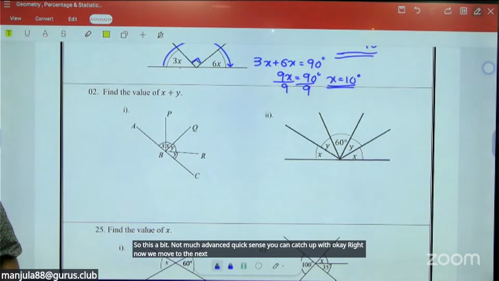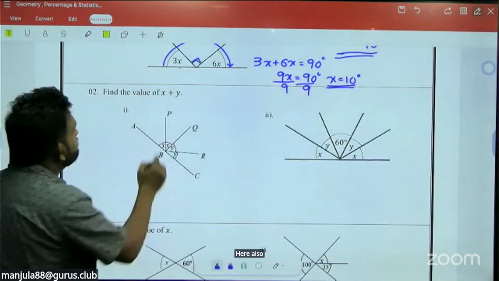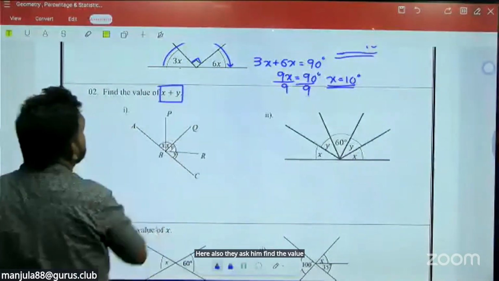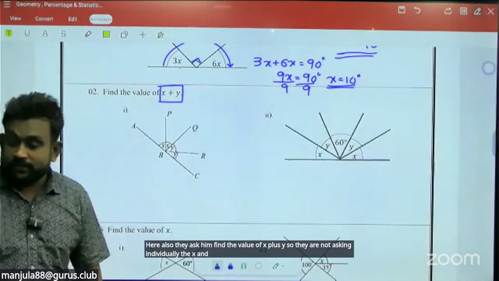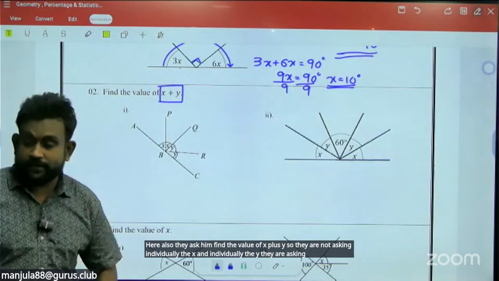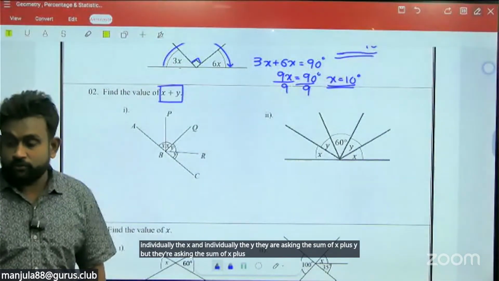So the next question deals with... here also they are asking to find the value of x plus y. They are not asking individually the x and individually the y. They are asking the sum of x plus y. Okay, so how to do this question?